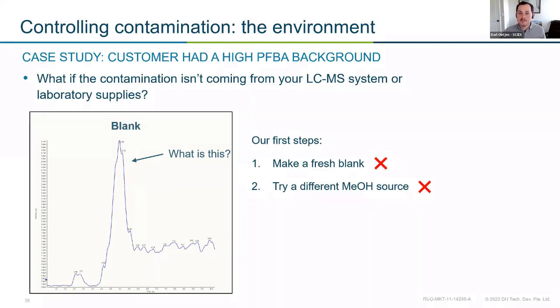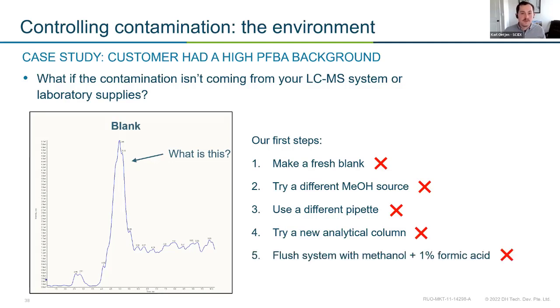We then tried a different pipette. I've seen it in the past where certain pipettes can be contaminated with some sort of compound that looks similar to a PFAS compound. It's not necessarily PFBA, but it shares a transition or just increases the background. Maybe that's what's happening, but it wasn't. And then we tried a new column, which also didn't work. So we finally rinsed the system with methanol and 1% formic acid, and what we saw was essentially no improvement.